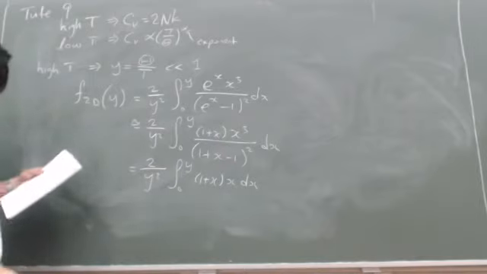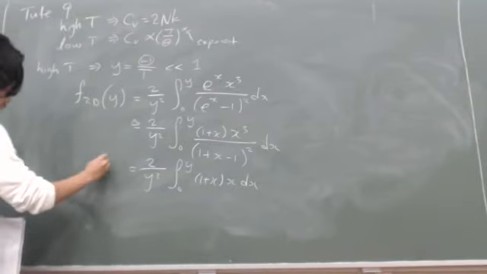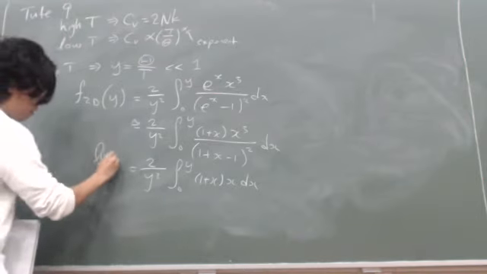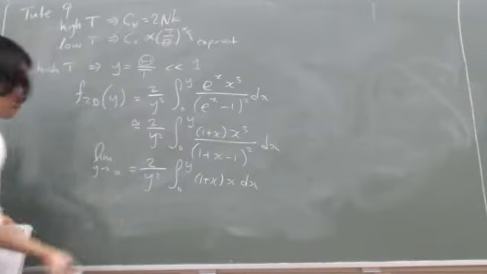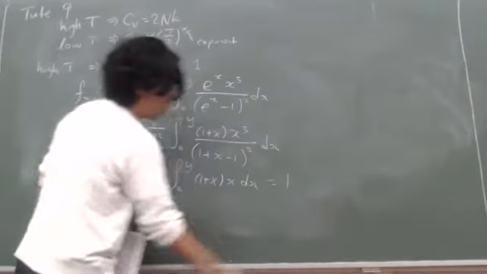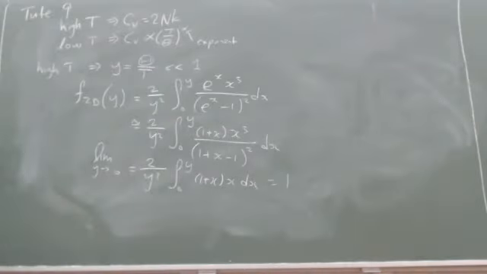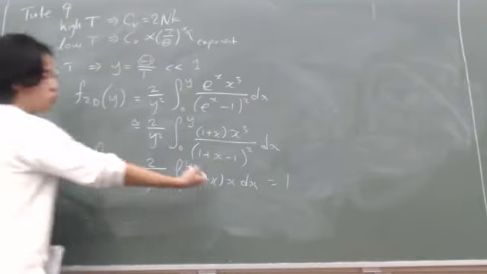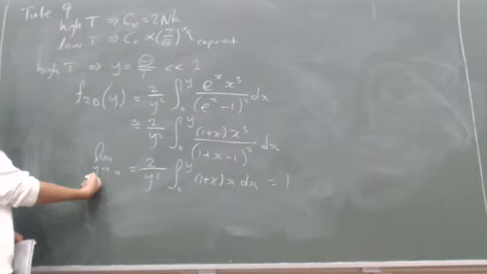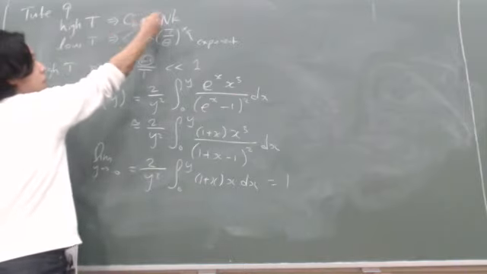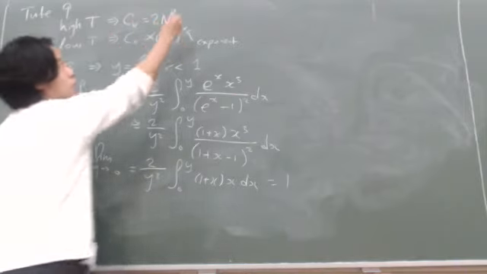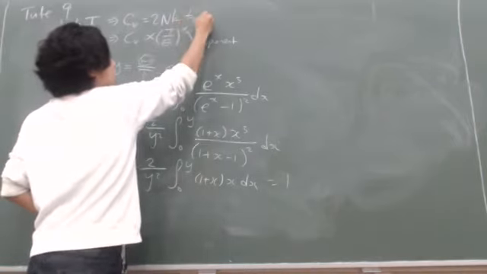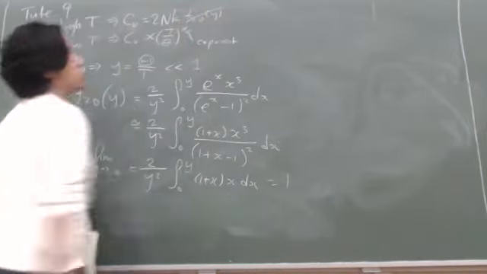Okay. So now if you take the limit of this thing where y goes to 0, you realize this goes to 1, which is exactly what we want. Because if f2d of y goes to 1 at y equals 0, then at high temperature my CV is going to go towards 2nk, because f2d just goes to 1.